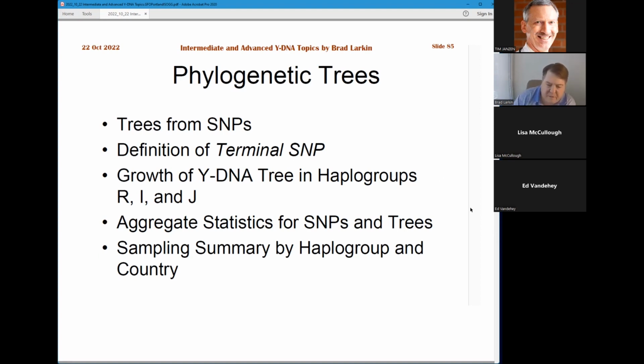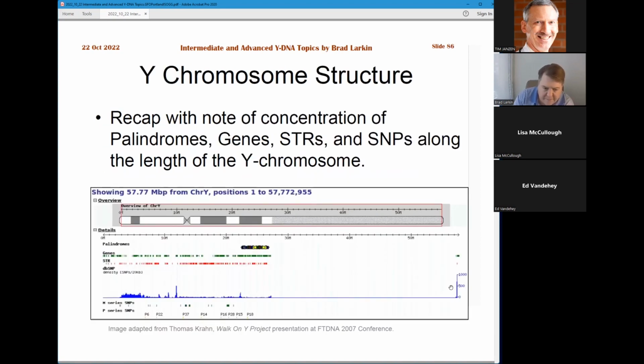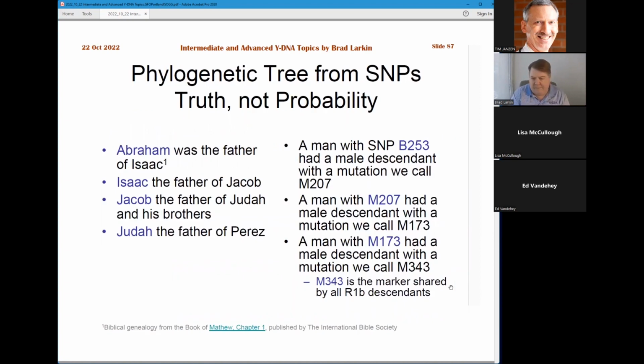We're going to talk about the growth of trees and some aggregate statistics of the trees and some sampling biases and characteristics. To recap, we talked about how to find and label individual SNPs. The phylogenetic tree from SNPs is about truth. It's not about probability.